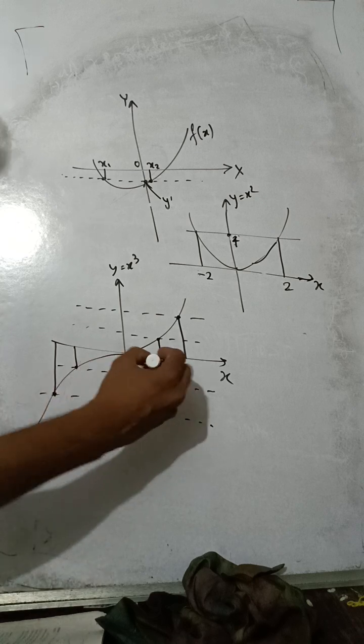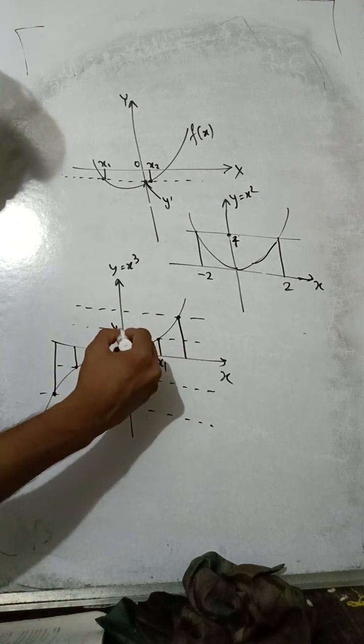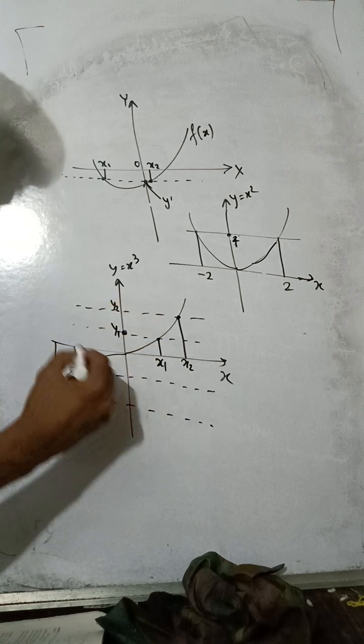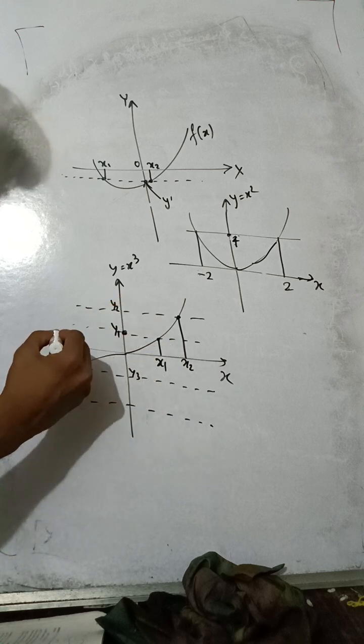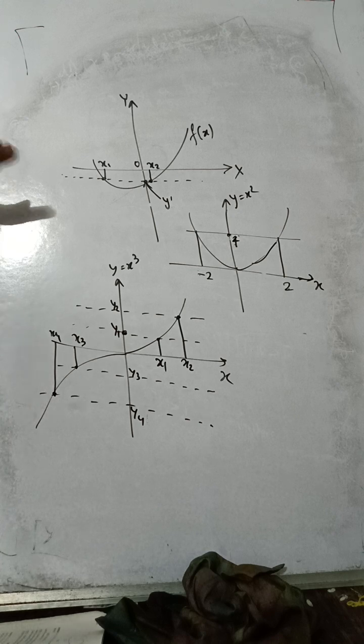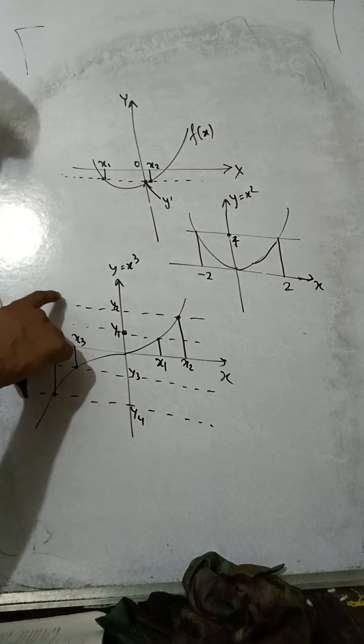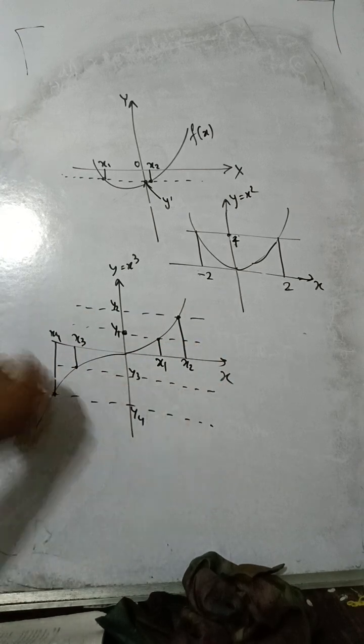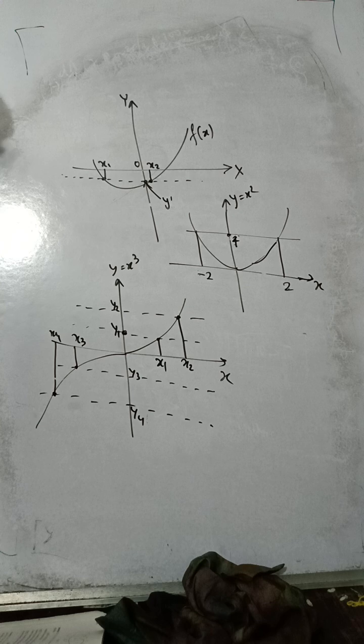This x1 is mapping onto this y1, this x2 is mapping onto y2, this x3 is mapping onto y3, this x4 is mapping onto y4. I have just taken 4 x's here. Obviously there can be many more x's, but you can never have two such x's which move into the same y. It's not possible here. Why? Because you can draw these parallel lines and you can see that they will never intersect in more than one point.